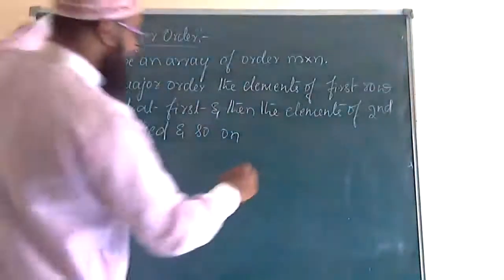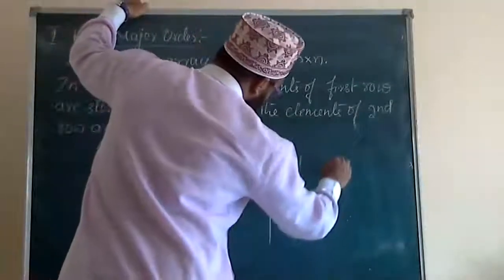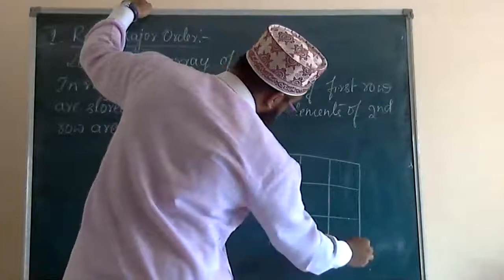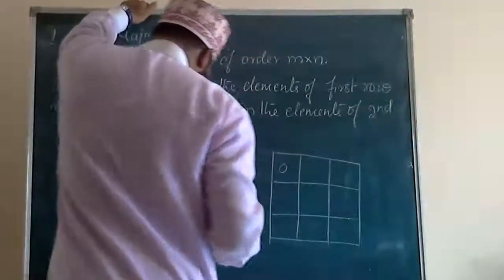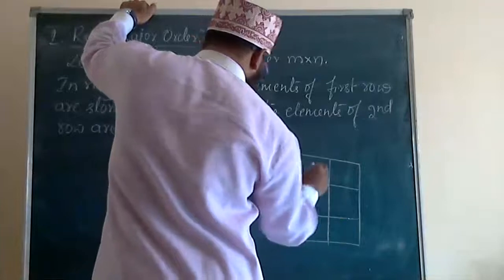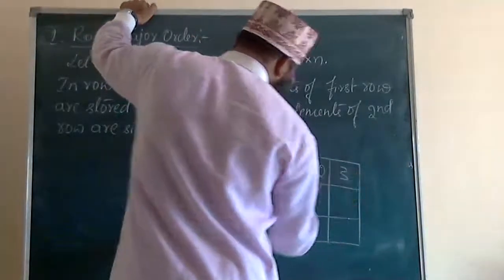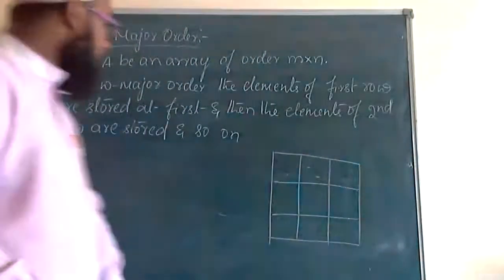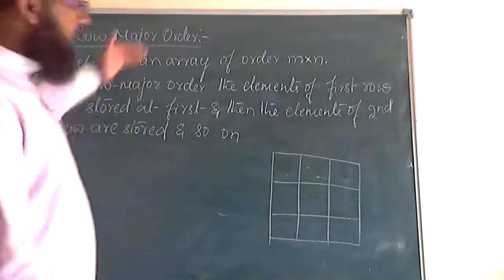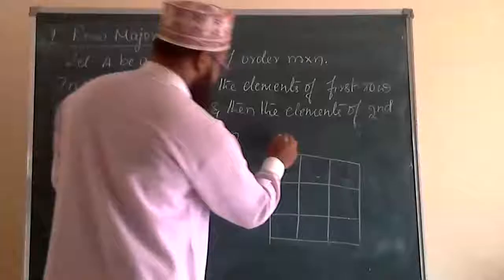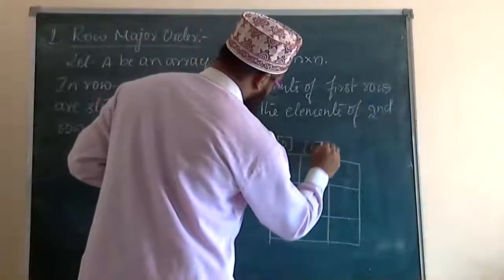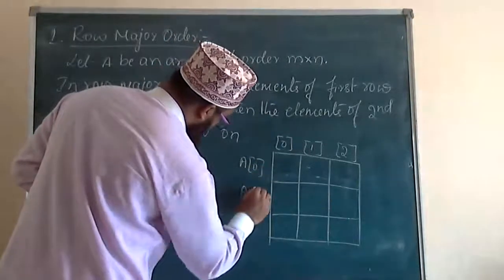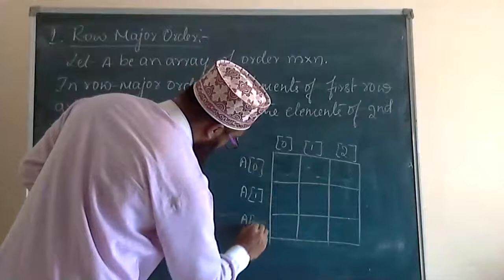I will give you the example here. Take the same 3 cross 3 order, that is 3 into 3, a two-dimensional array of order 3 into 3. Okay, we'll take this order. In row major order, how can we represent the array elements? This is 0, 1, then 2, then A of 0, A of 1, then A of 2.